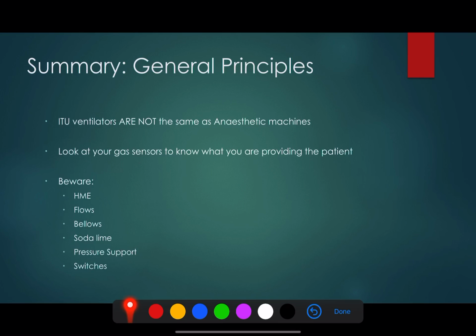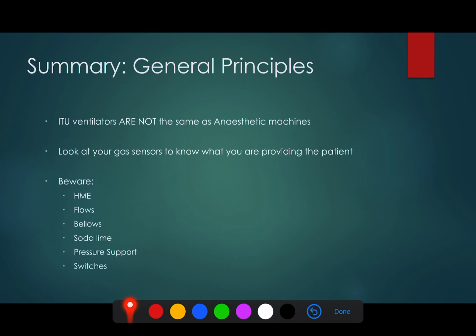So in summary, the main thing to say is ITU ventilators are not the same as anaesthetic machines. If you're trying to set gases, look at the gas sensors. Don't look at what the screen says. Look at what the inspired oxygen and the expired oxygen are. Look at the inspired and expired CO2. Those are the things that will guide how you manage the patient.